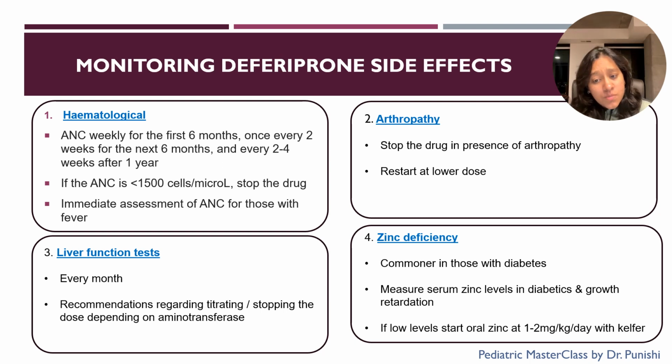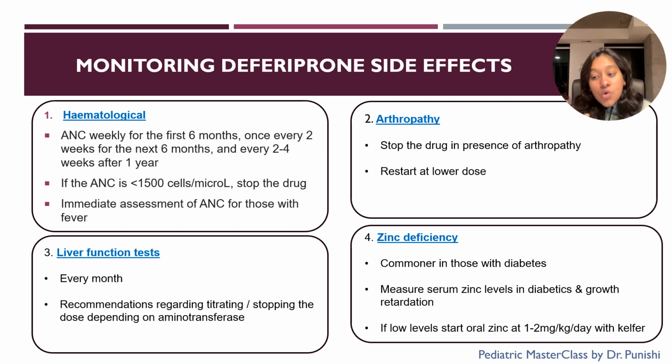The next is arthropathy. So if the patient ever complains of joint pain, arthralgia, it warrants stopping the drug. And then when it needs to be restarted, you have to restart it at a lower dose as compared to what the patient was already receiving. Liver function test again monthly, and depending on the liver enzymes, the dose needs to be adjusted.